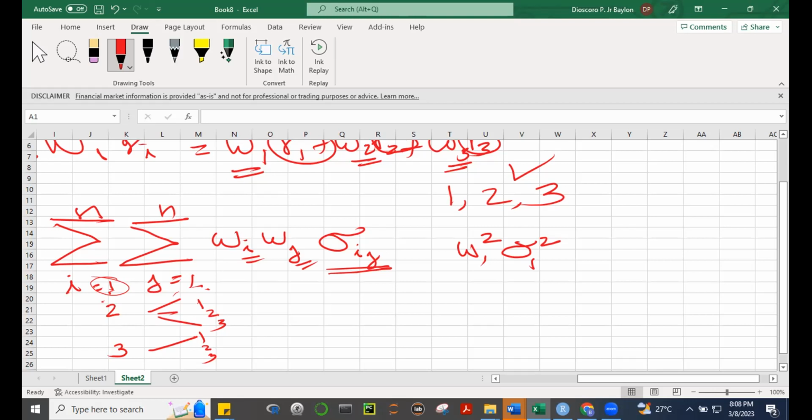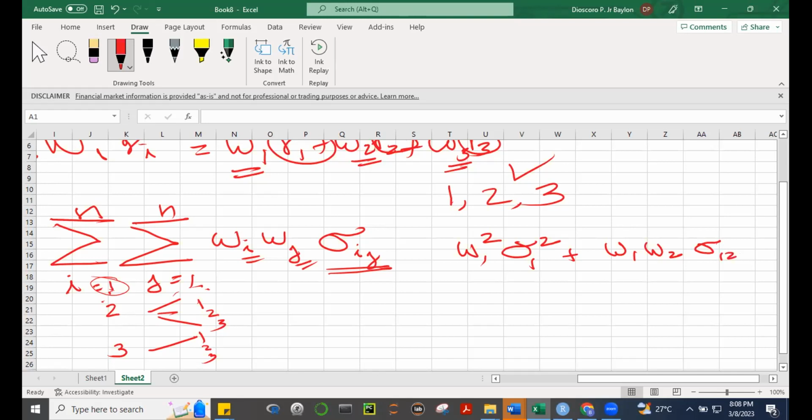That's for 1 with 1. Okay. Next, we have 1 with 2. So since we're summing, plus, you have W1, W2, and then this is now covariance 1 with 2. So that's your next element.